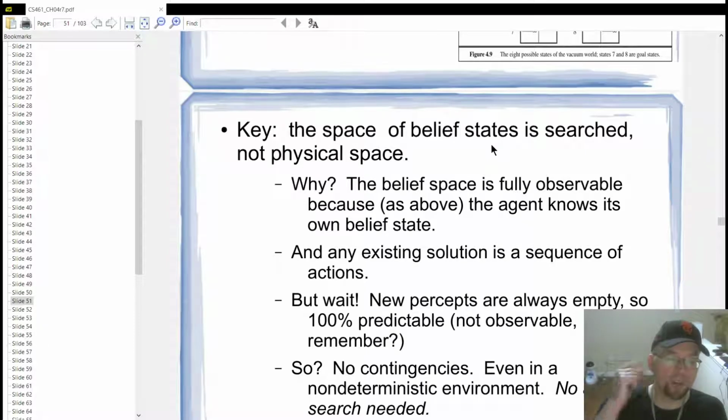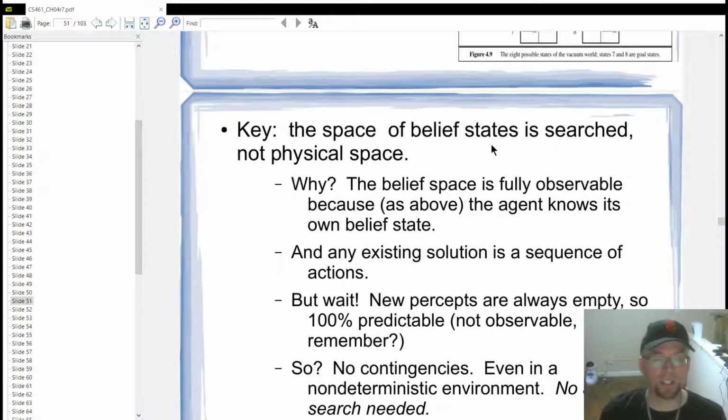Because you know what you believe, right? Where you could be, right? I'm the vacuum. I think that I'm in any of these 8 states, right? So you can run an algorithm on that because you know what the states are and you know that you believe that you're in one of those states. It doesn't matter what you can actually observe in the real world. You can search through your own mind, right? Even if you can't observe the world, you can still think about the world, okay?